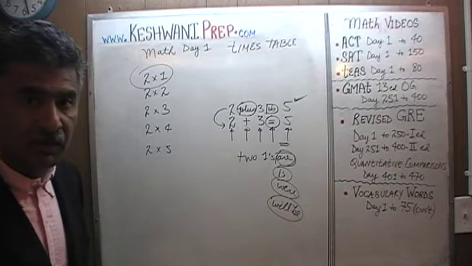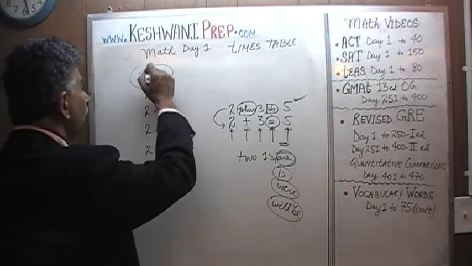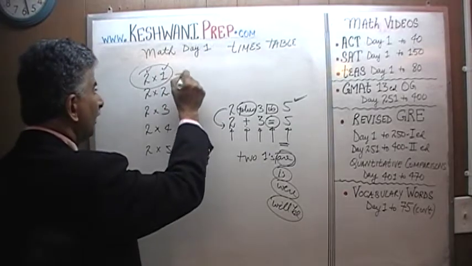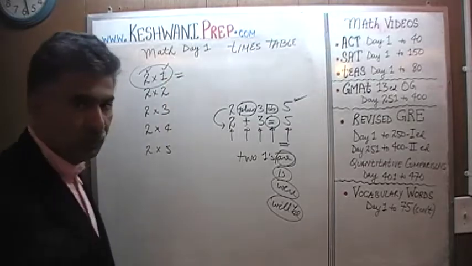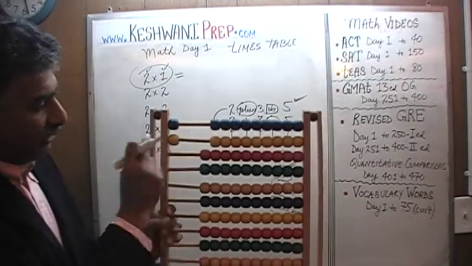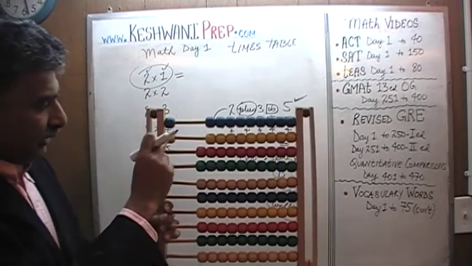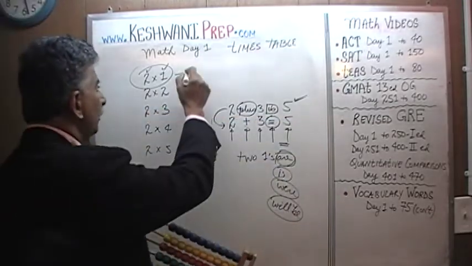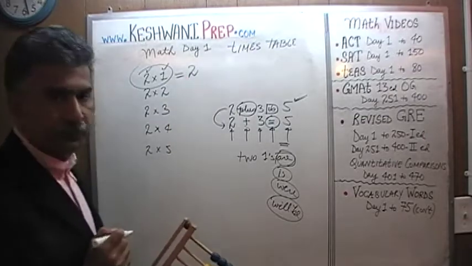Here's a sentence that we have not completed yet. It says, two ones are, well, let's find out what two ones are, which I forgot. Here's one, here's another one. Two ones are 1 and 2. 1 plus 1 is 2. 2 ones are 2.